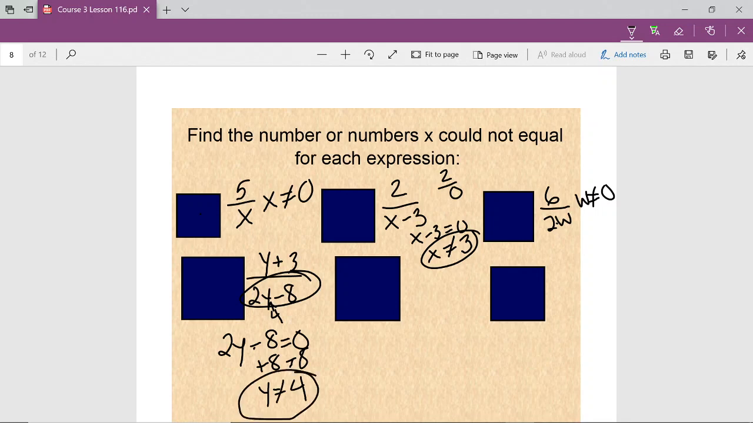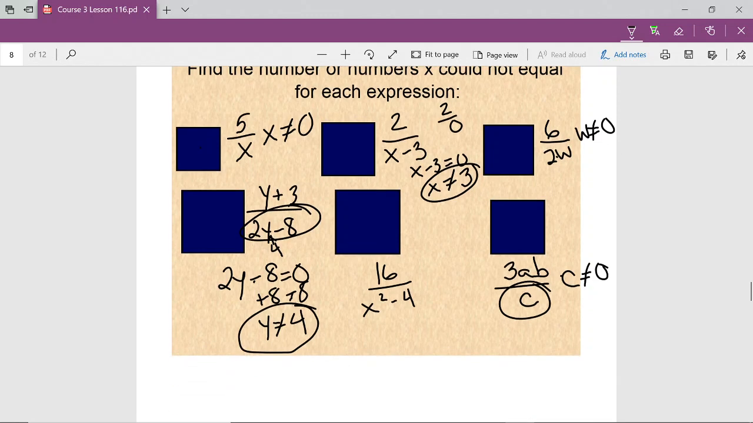And just 2 more here, 16 over x squared minus 4, and we have also 3ab over c. This last one is pretty easy. I just can't allow c to be 0. All the other variables, that's fine to be anything you want, even 0, but c cannot be 0.